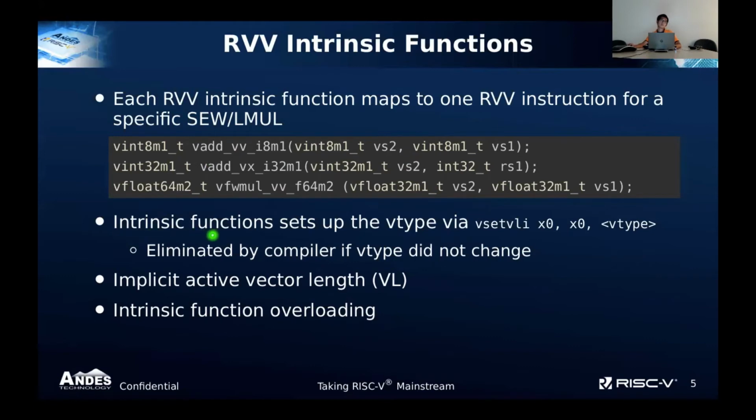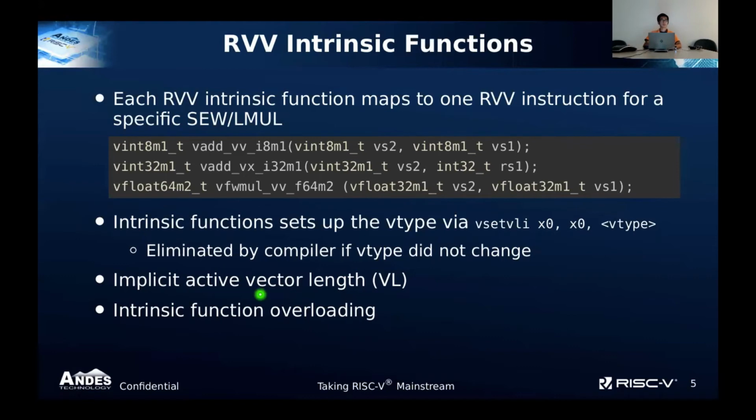Now each vector function will set up the vtype it uses with this special form of vsetvli. This only changes the vtype without changing the current vector length. And the compiler can eliminate this extra vsetvli if you have multiple intrinsic calls that have the same vtype, since it knows that it does not have to keep this extra vsetvli around.